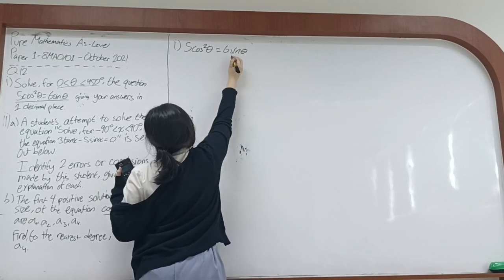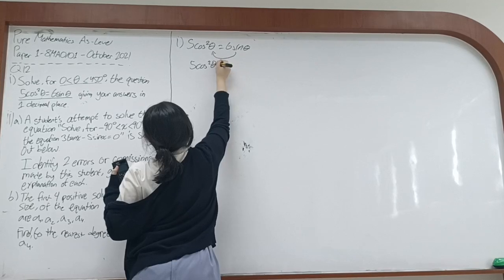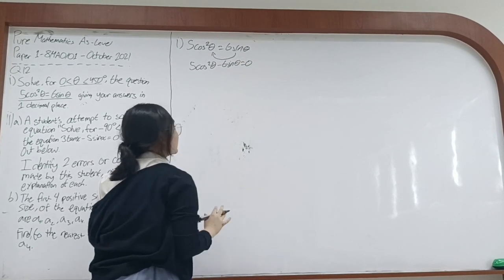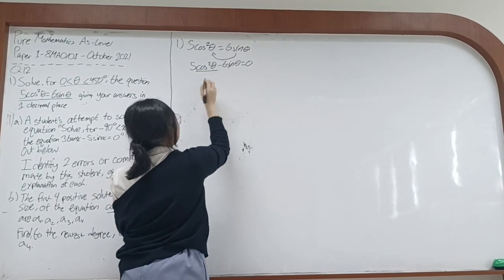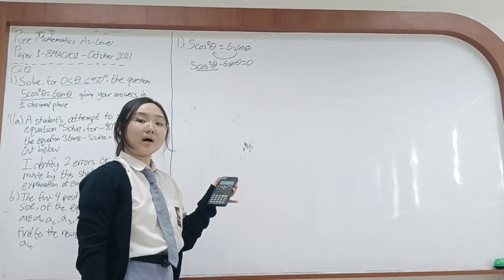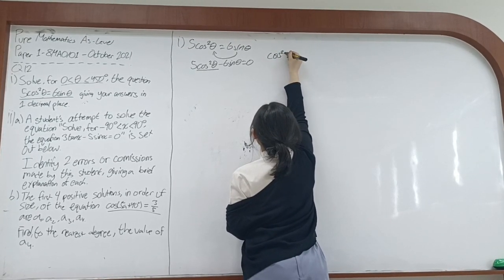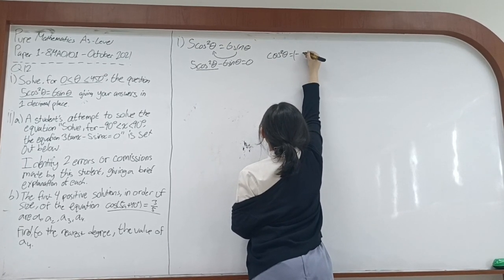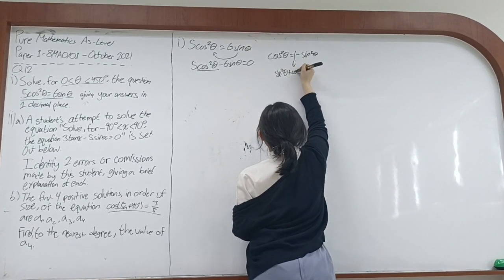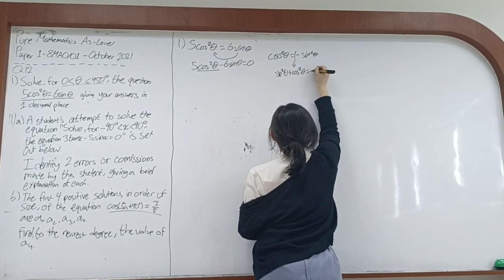What we can do first is move the 6 sin theta to the left side. So we have 5 cos squared theta minus 6 sin theta. The next thing we can do is convert cos squared theta to one of its trigonometric identities, which is cos squared theta equals 1 minus sin squared theta. This is the identity which came from the trigonometric identity sin squared theta plus cos squared theta equals 1.